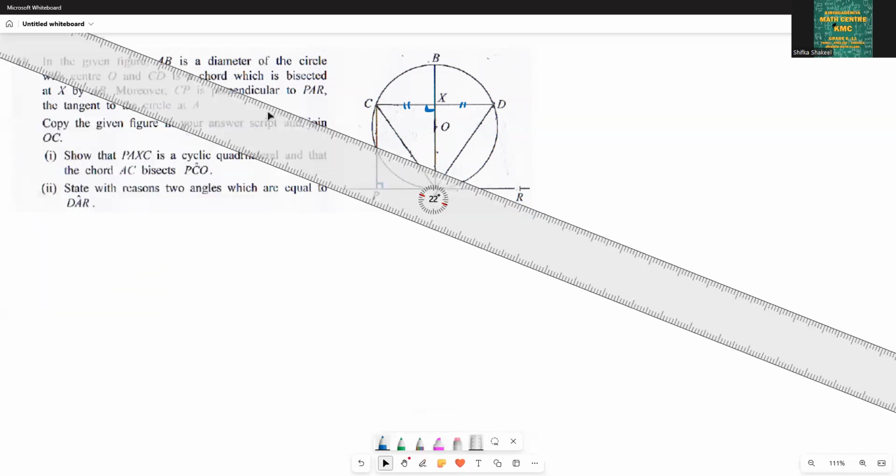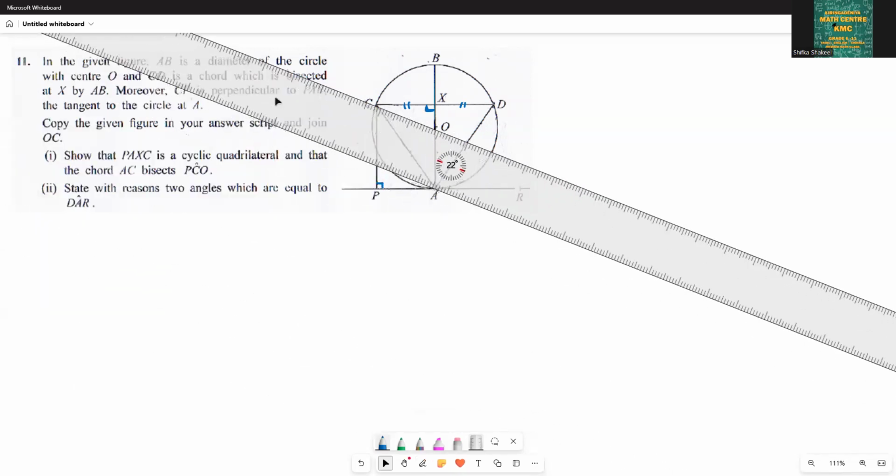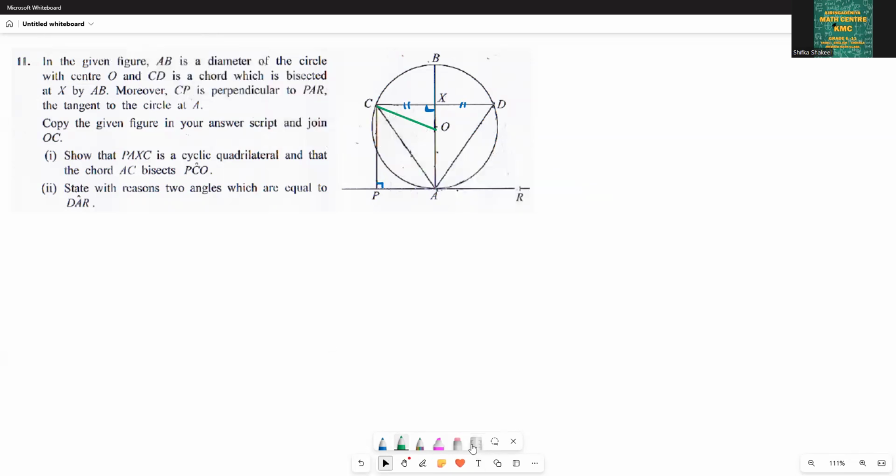Children, I'm not going to copy because I'm going to explain from the same diagram. You can copy the diagram. So, join OC. You have to join OC. Okay, done. OC is joined. Okay, first part.